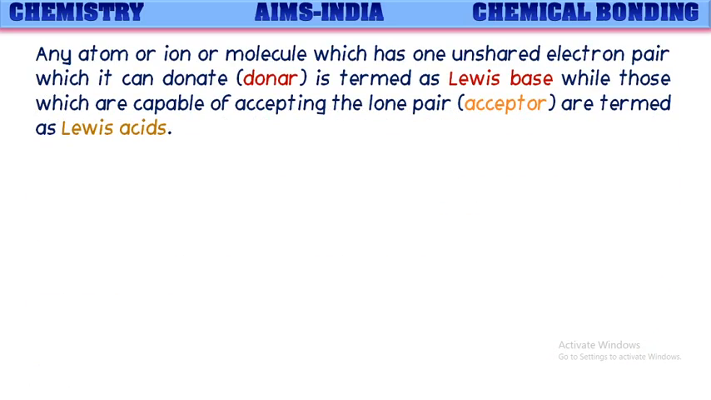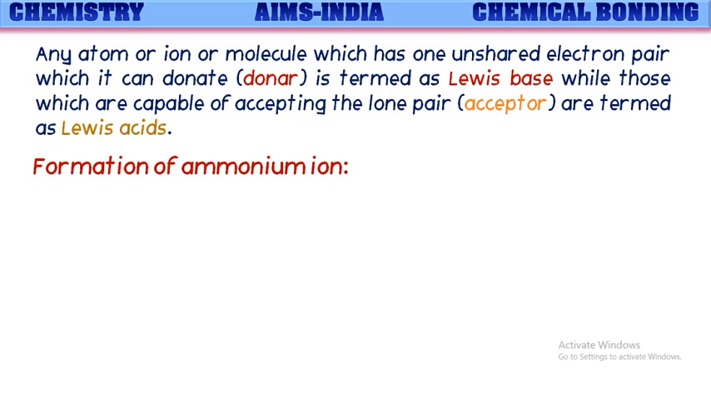Any atom or ion or molecule which has an unshared pair of electrons which it can donate is termed a Lewis base, while those which are capable of accepting the lone pair of electrons are termed Lewis acids. So in the ammonia boron trifluoride molecule, ammonia is the donor, so it is called the Lewis base. At the same time, boron trifluoride accepts that pair of electrons, hence it is the Lewis acid.